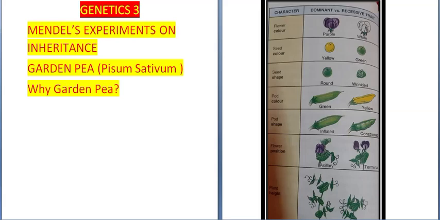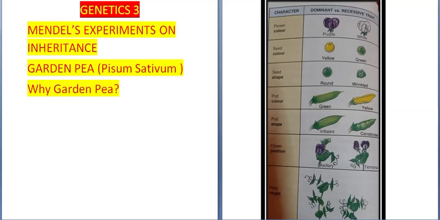Second, varieties were available in pure forms that bred true. That is, the same type was produced generation after generation. Like if a plant was tall, then in every generation for the next 3-4 generations, the plant produced tall plants only. So we knew that this plant was pure for tall.